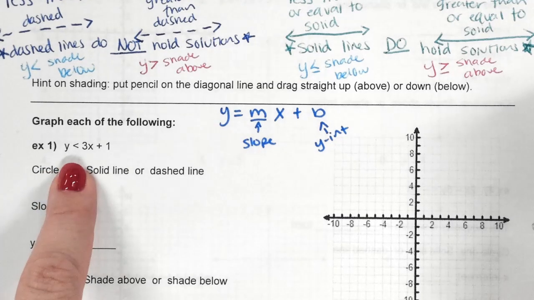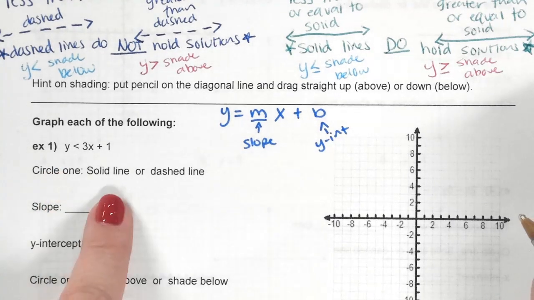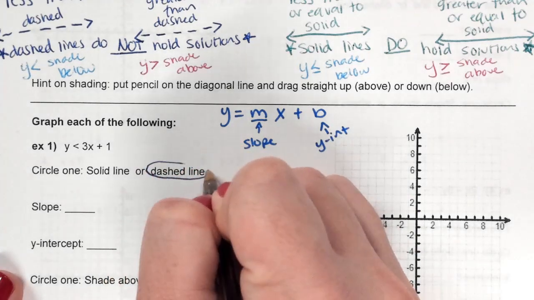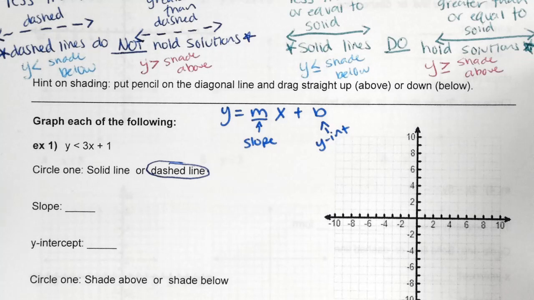So first things first, look at this symbol. Is it going to be a solid line or a dashed line? Dashed, because it's not equal to. It's always good to pay attention to first, because if you're like me, you're going to accidentally do a solid line and then have to erase.